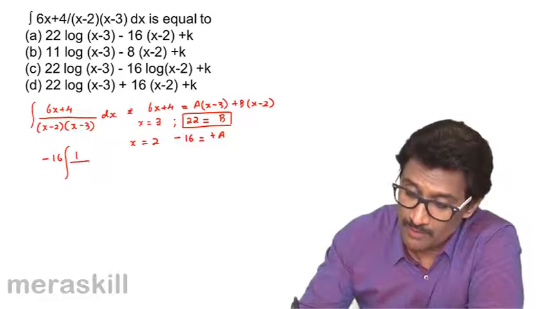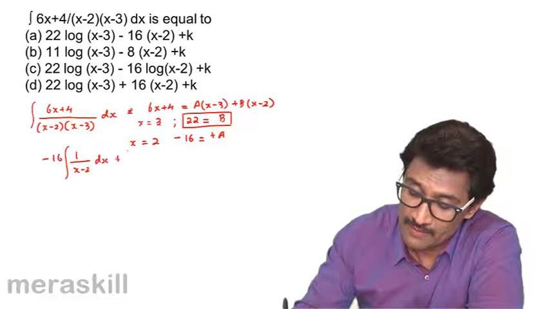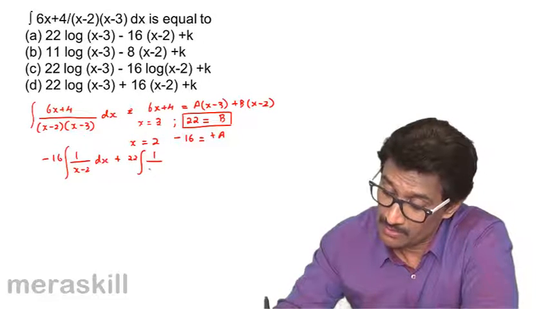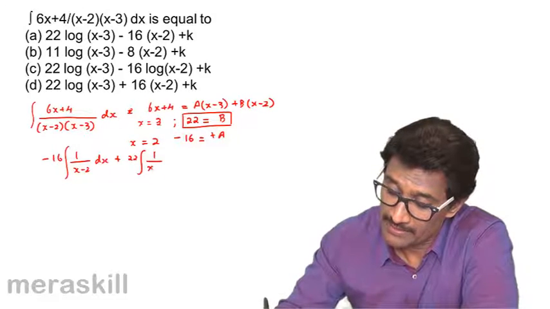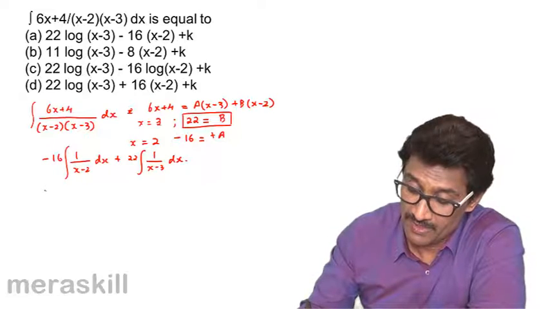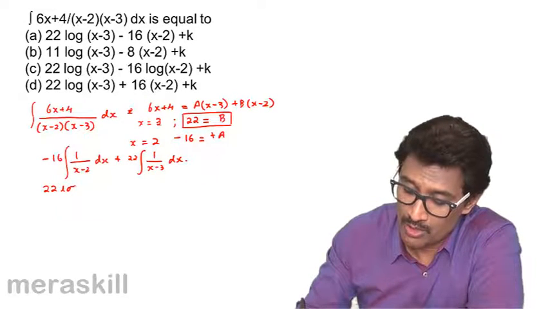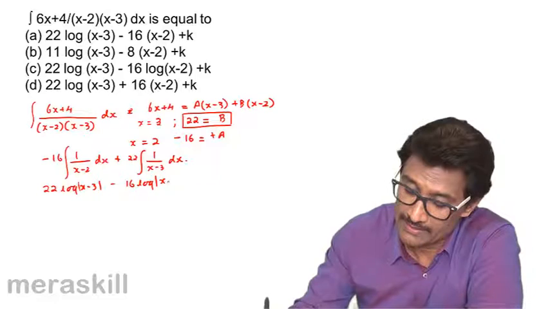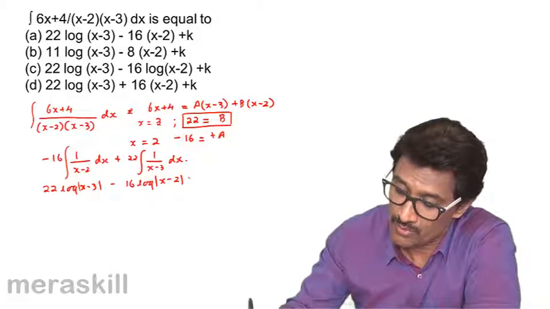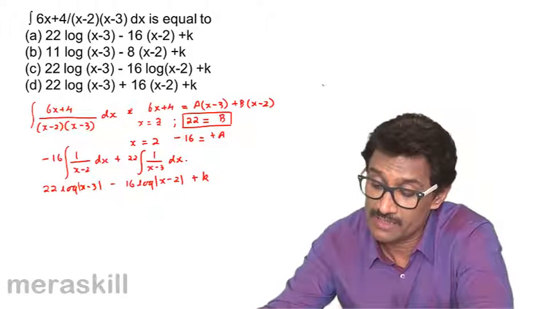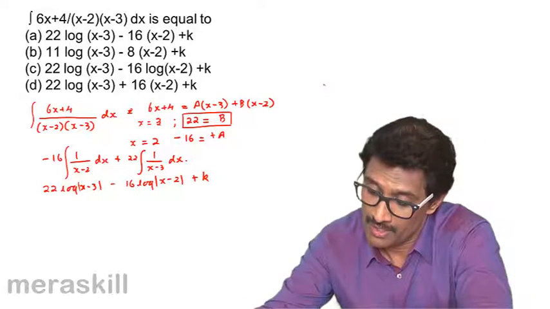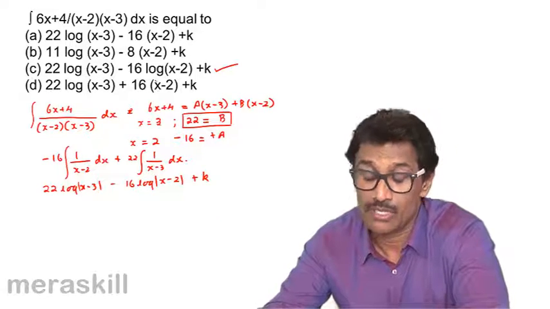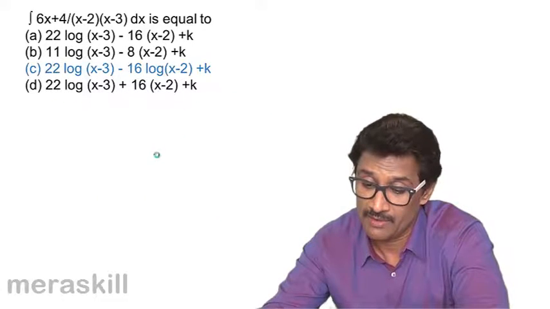So it's eventually minus 16 into the integral of 1 upon x minus 2 dx plus 22 into the integral of 1 upon x minus 3 dx, which will eventually be 22 log|x minus 3| minus 16 log|x minus 2| plus k. That is option number C. Okay.